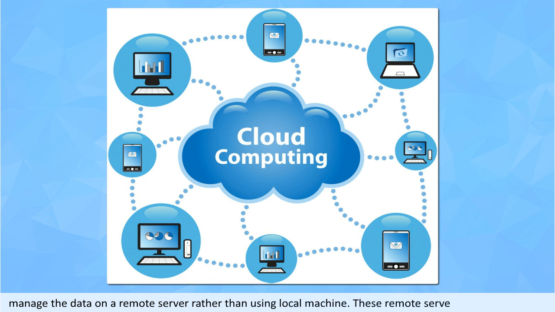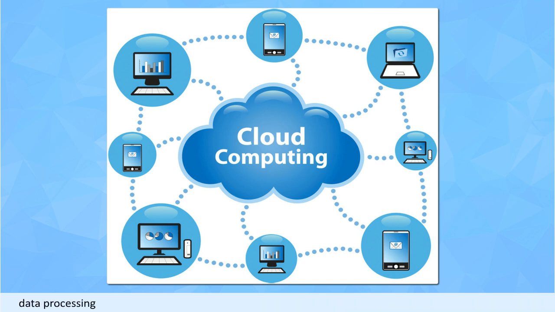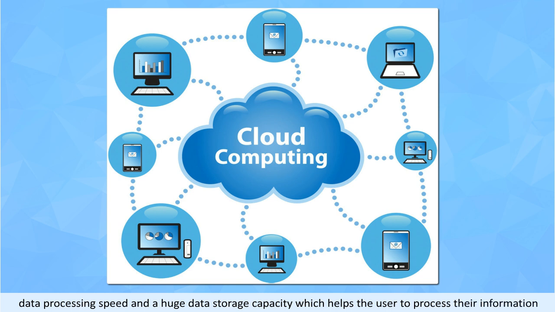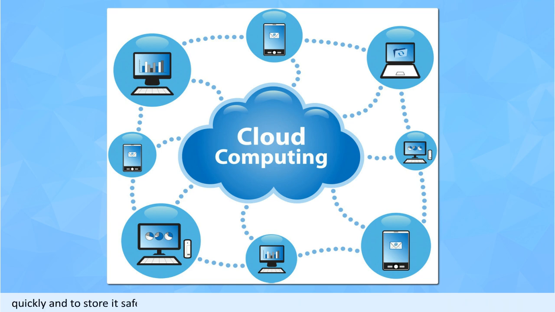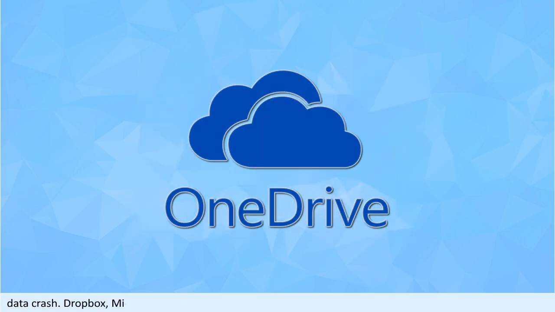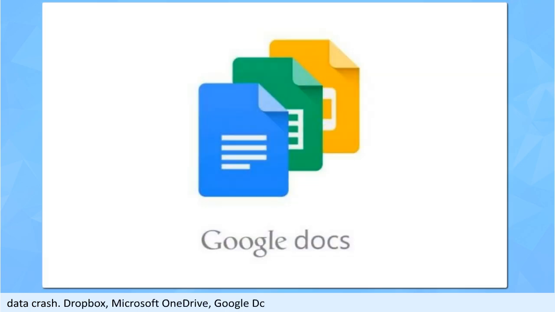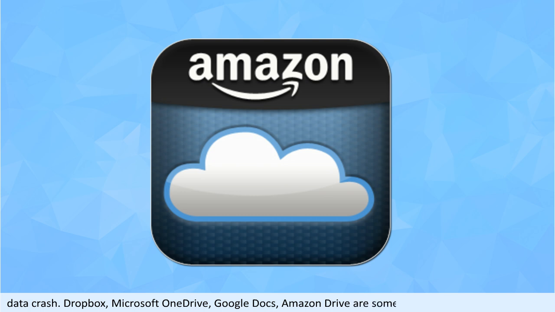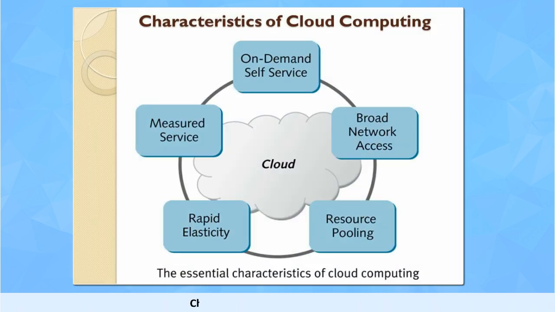These remote servers provide very high data processing speed and a huge data storage capacity, which helps the user to process their information quickly and to store it safely on a remote computer, which is protected from all types of malware attacks and data crash. Dropbox, Microsoft OneDrive, Google Docs, Amazon Drive are some examples of cloud computing.